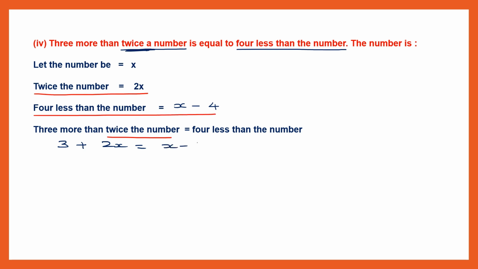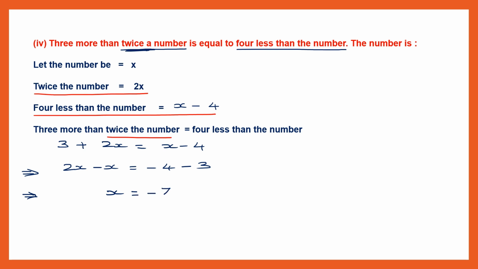Now let's bring all the x terms to one side. So here we have 2x. We'll bring the other x, so it becomes minus x. And this side we have minus 4. We'll carry the 3 to the other side, which becomes minus 3. 2x minus x is x. Minus 4 minus 3 is equal to minus 7.